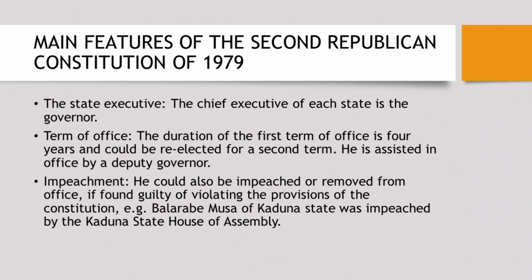The next thing we'll be looking at is the term of office of the governor. The duration of the first term of office is 4 years, and the governor could be re-elected for a second term. The governor is usually assisted in his office by a deputy governor.